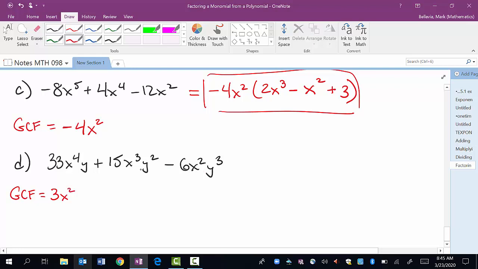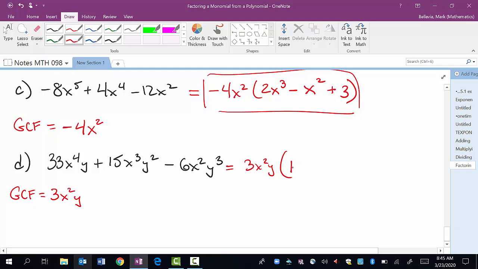Then we got y to the second, y to the third. So they all have a y, so I can definitely take y. I want the lowest power I see, which is just y to the first power. Remember, you're taking the lowest power you see because it's the largest one that's common to all of them. So we got 3x squared y, and we write that in front. And then in the parentheses that follow, remember when you factor, you're undoing multiplication, so you're really dividing out when you factor. So 33x to the fourth y, factoring out a 3x squared y.